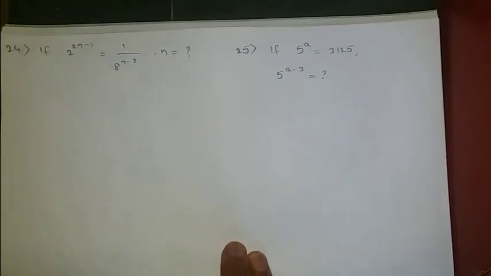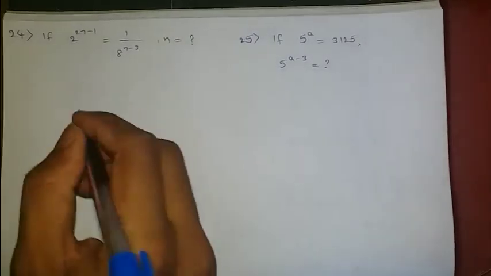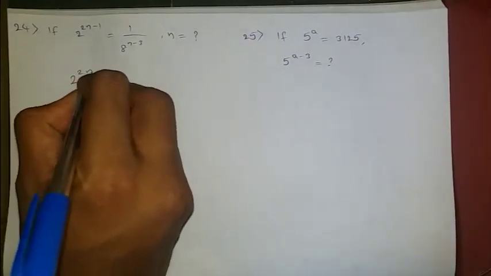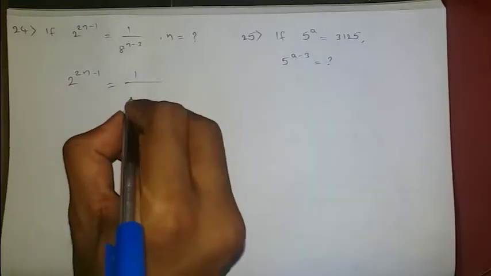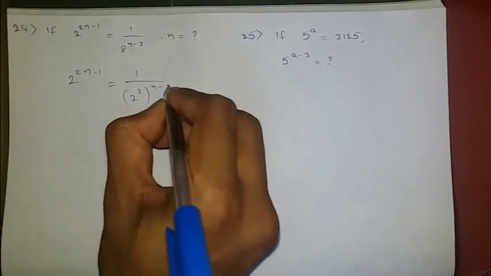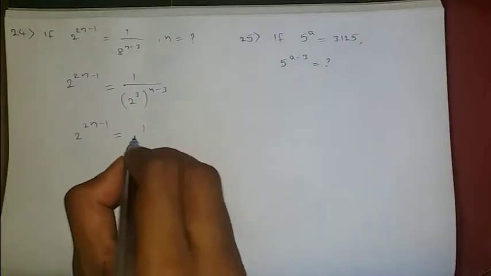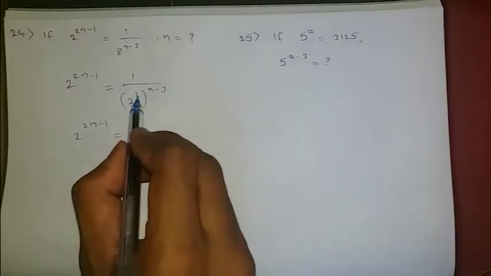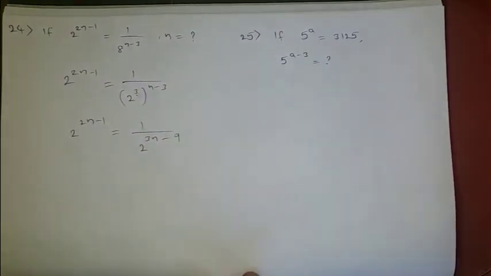Let's move to the next question. If 2^(2n-1) is equal to 1 by 8^(n-3), then what is the n value? The left one I am writing as it is, that is 2^(2n-1) is equal to 1 by 8, which can be written as (2 cube)^(n-3). So 2^(2n-1) is equal to 1 by 2 power 3 into n, 3n minus 3 threes are 9.